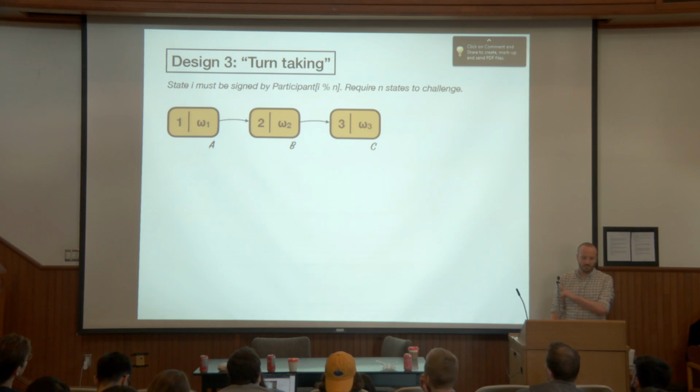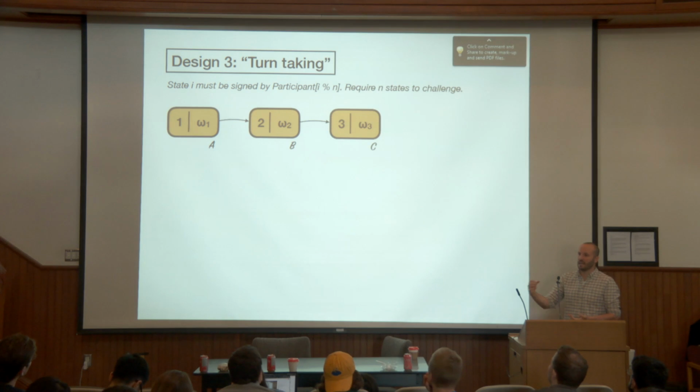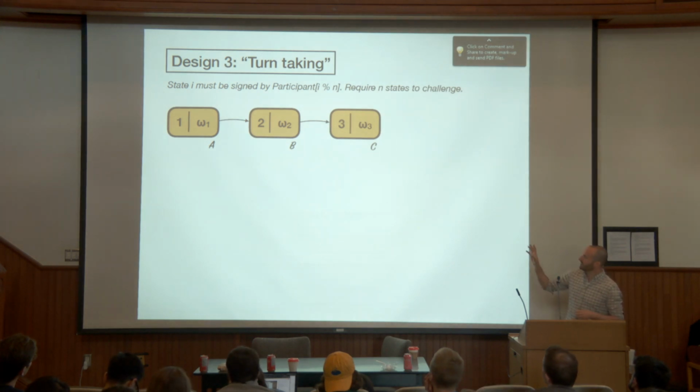So I did want to talk about turn taking quickly. In turn taking, basically you say that each state has to be signed by the participant whose turn it is. So, if there are two of them, I sign the odd ones, you sign the even ones or something. So this is kind of nice.